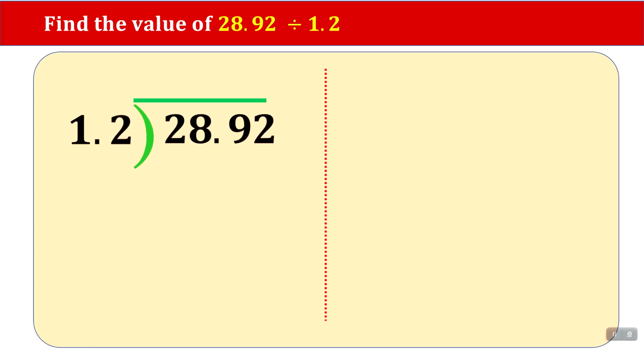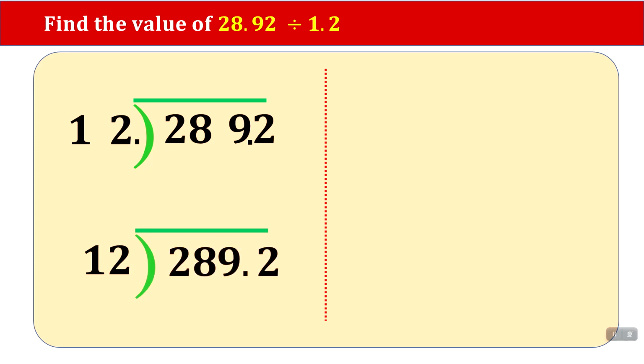And the last one, 28.92 divided by 1.2. We don't know how to divide by 1.2, but we know how to divide by 12 because we know our 12 times table. And so all we have to do is move the decimal point 1 place to the right. Now that becomes 12. And because we moved that 1 decimal place, we have to move the decimal place 1 time in the dividend. 1 time. And our new question is 12 into 289.2.